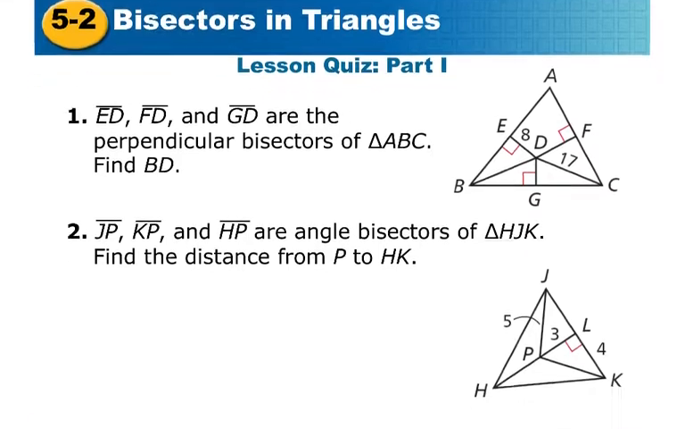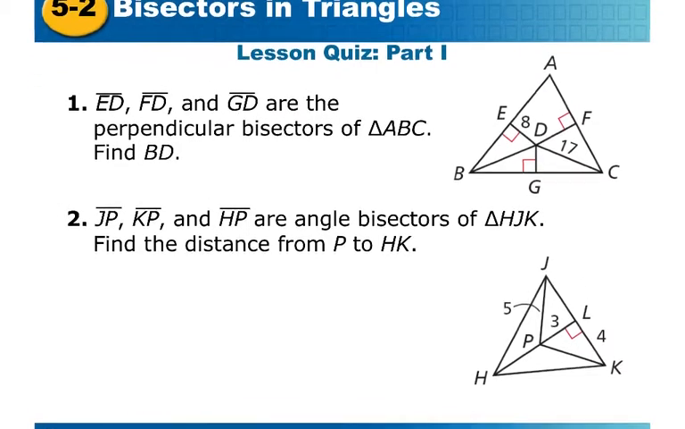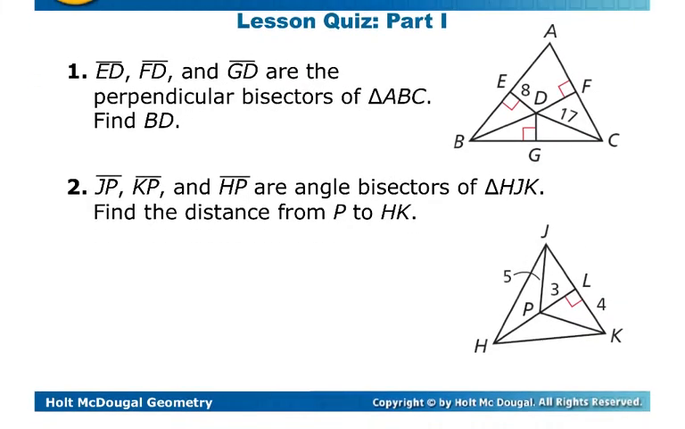So we're going to apply a little bit of this. So this is our bisectors in triangles here. Number one, they're telling us that ED, FD, and GD are the perpendicular bisectors. So this set of words, perpendicular bisector, tells us that we are talking about a circumcenter. From the fact that we are talking about circumcenters, they also say that these are the perpendicular bisectors. So we know a lot from that.